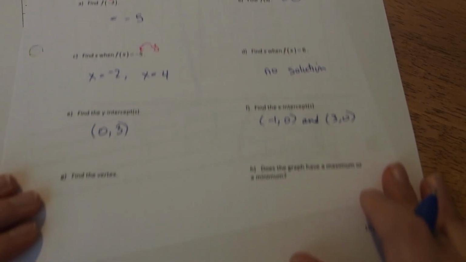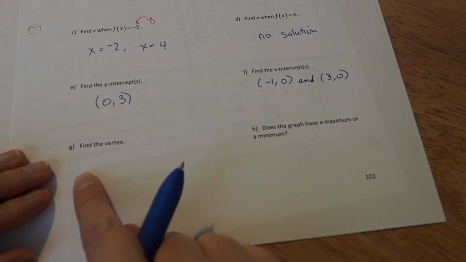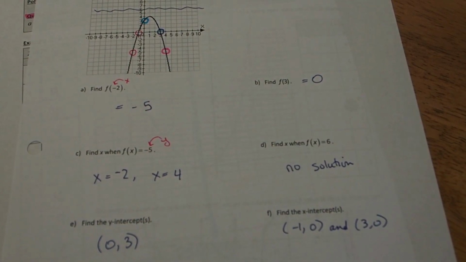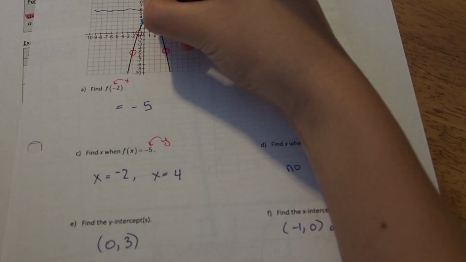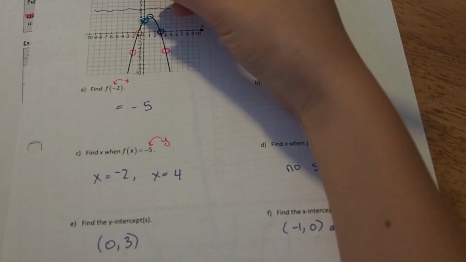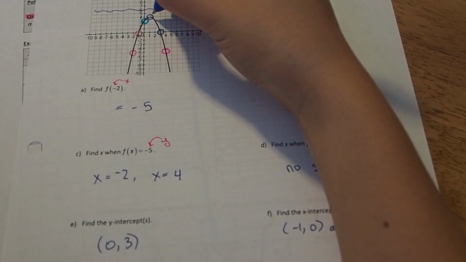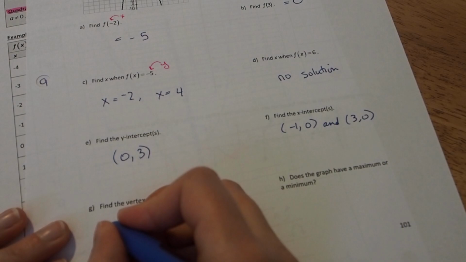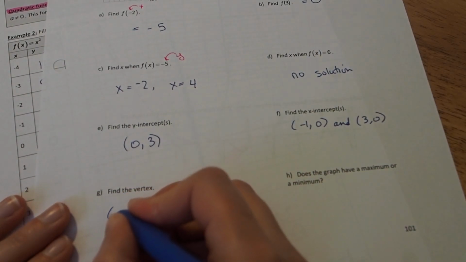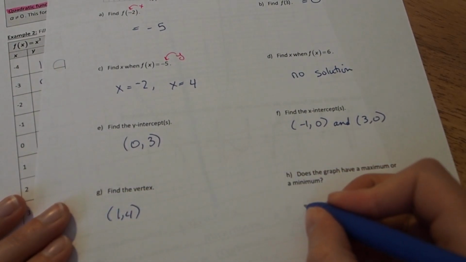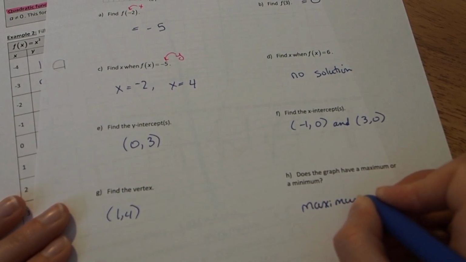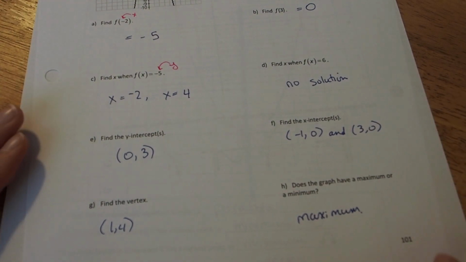The last 2 questions for this graph are about the vertex and whether the graph has a maximum or minimum. So the vertex for the graph is the point right at the top of the hill or the bottom of the valley, depending on if it's a max or a min. This one seems to be at the point 1, 4. So the vertex is going to be the ordered pair 1, 4, and in this case, it is a maximum. It's a hill, not a valley, so we've got a maximum.